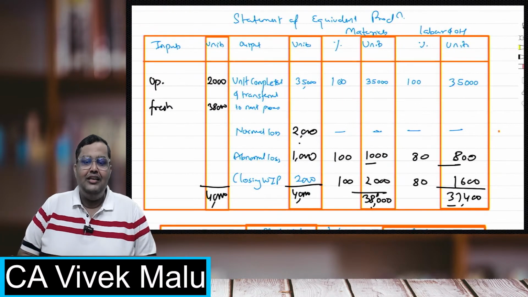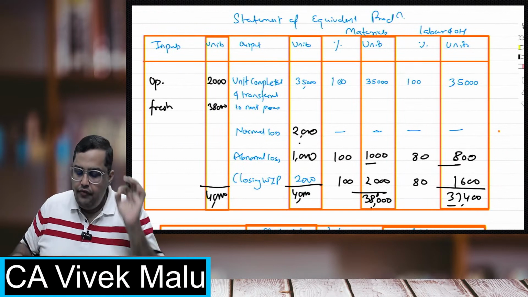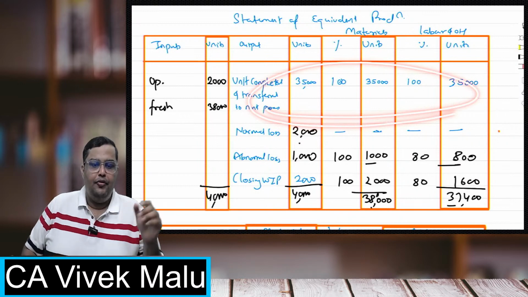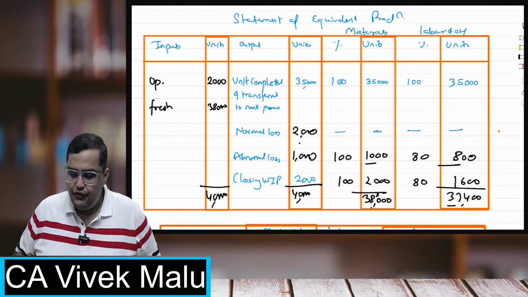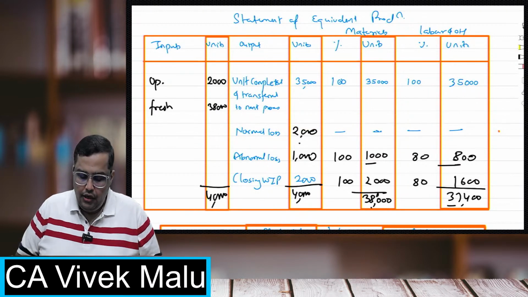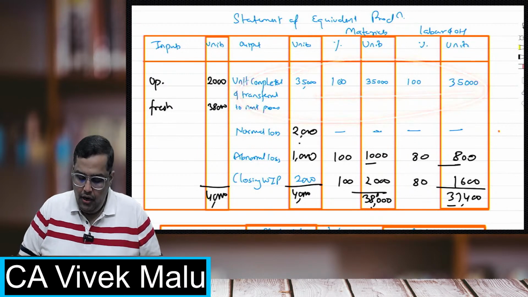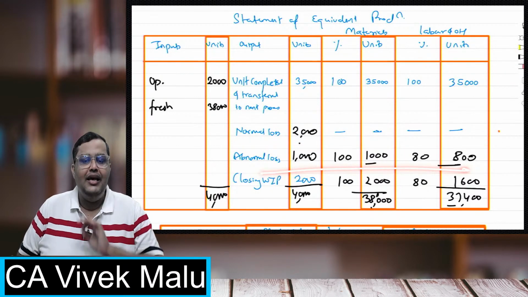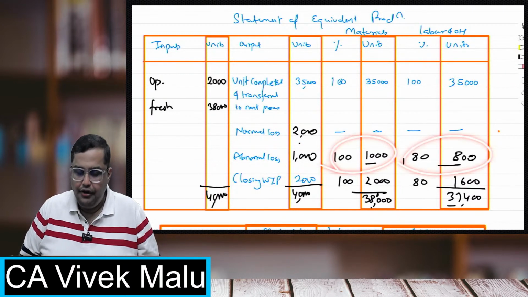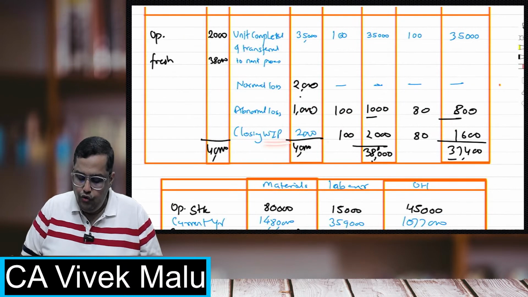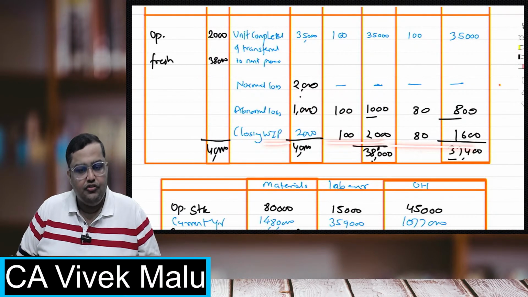First of all, we are solving the average method. When we are solving the average method, students, you don't have to do a breakup for units which are completed and transferred to the next process. 100% straight away. Normal losses 0, 0, 0, 0. Abnormal losses, if there are no percentages, 100, 100. But in this question there was 100% and 80% specified of the quantities. Similarly, closing WIP 100% and 80% was specified.